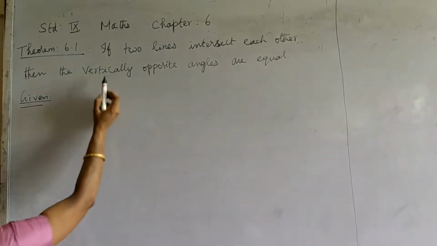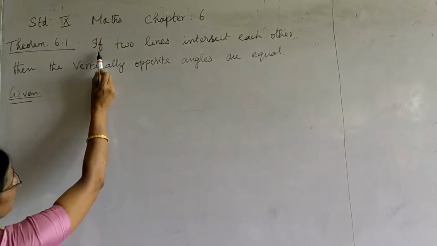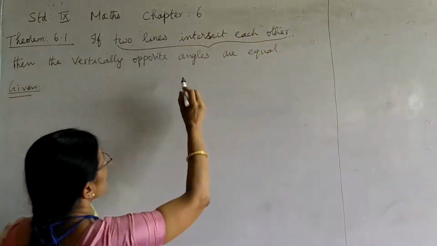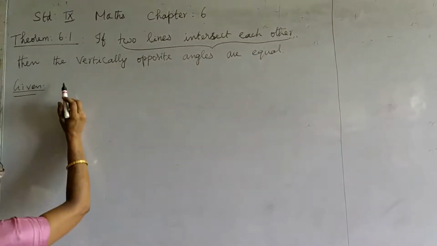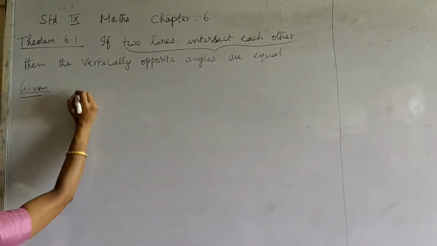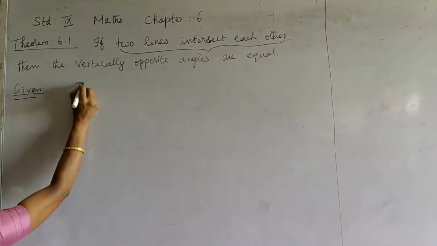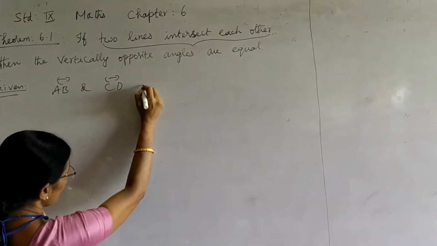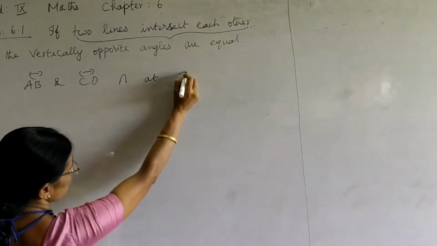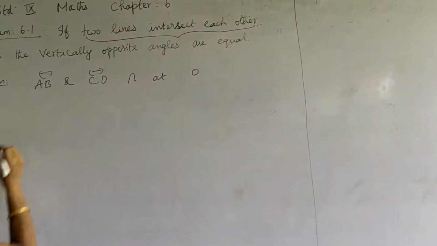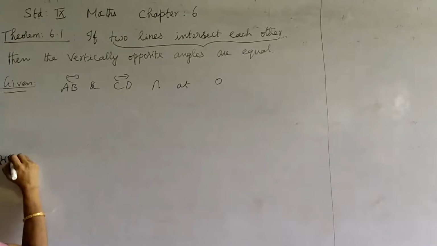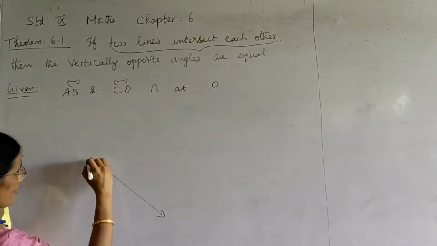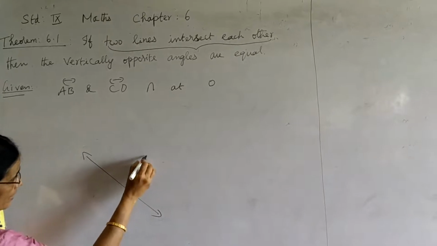How to write given? The term which is following if: two lines intersect each other. So we are given two lines intersect each other. So here I take line AB and line CD intersect at O. Let us draw the figure. We will understand which are the vertically opposite angles and how to prove they are equal.